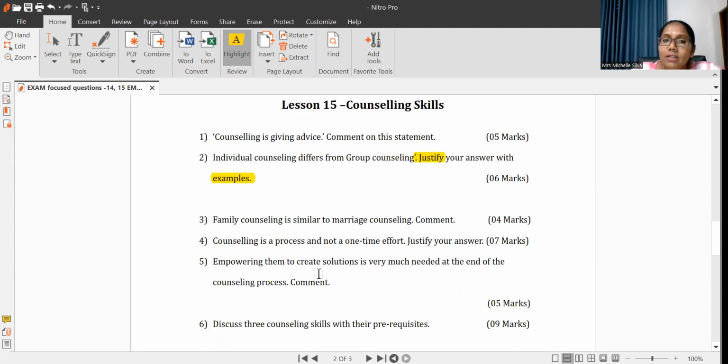Okay, family counseling is similar to marriage counseling. Comment, 4 marks. Since 4 marks have been given, definition-wise, we can tell what is family counseling and what is marriage counseling. But if you write only that, you can earn only 2 marks. Other than that, you have to write down another characteristic. So simply, family counseling involves different familial dynamics and how they affect the family structure.